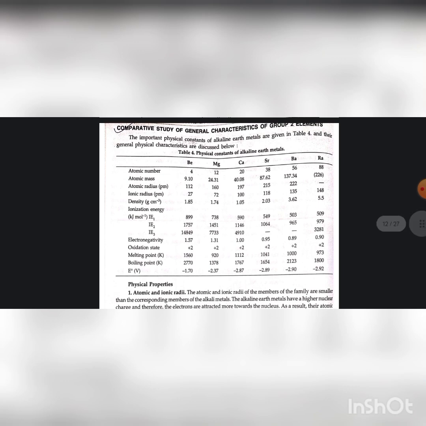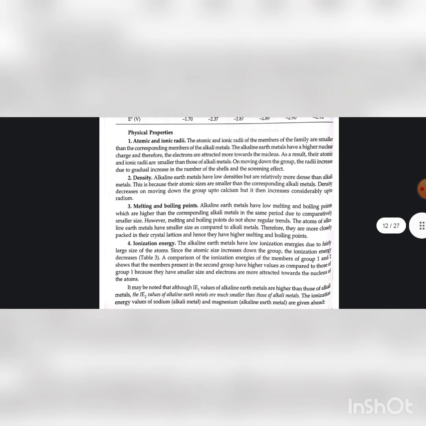Comparative study of general characteristics of group 2 elements. The important physical constants of alkaline earth metals are given in table 4 and their general physical characteristics are given below. Physical properties. First, atomic and ionic radii. The atomic and ionic radii of the members of the family are smaller than the corresponding members of the alkali metals. The alkaline earth metals have a higher nuclear charge and therefore the electrons are attracted more towards the nucleus. As a result, their atomic and ionic radii are smaller than those of the alkali metals.